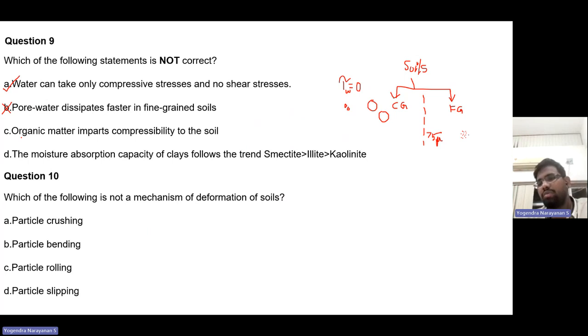Compressibility is essentially the property by which we measure how easily a material undergoes volumetric deformation. As we see, the presence of organic matter enhances the water retention capacity, which might lead to a volumetric expansion. On the other hand, the decomposition of the organic matter would result in compression of the soil, that is volume reduction in the soil mass. Hence, the presence of organic matter definitely contributes to and imparts compressibility to the soil. This statement is right.